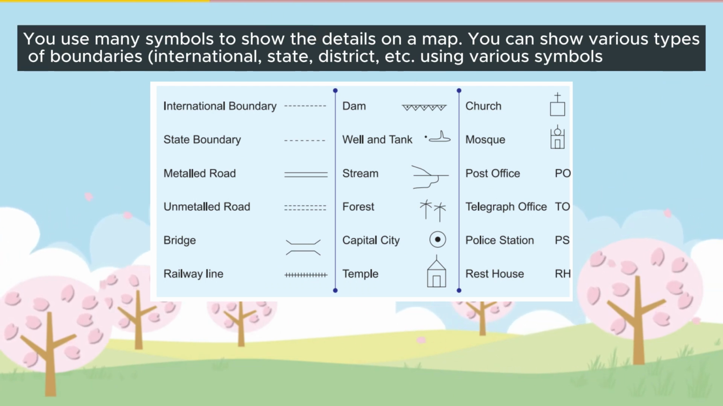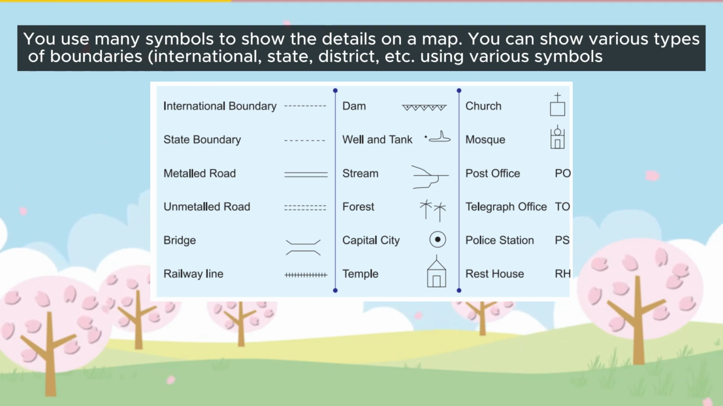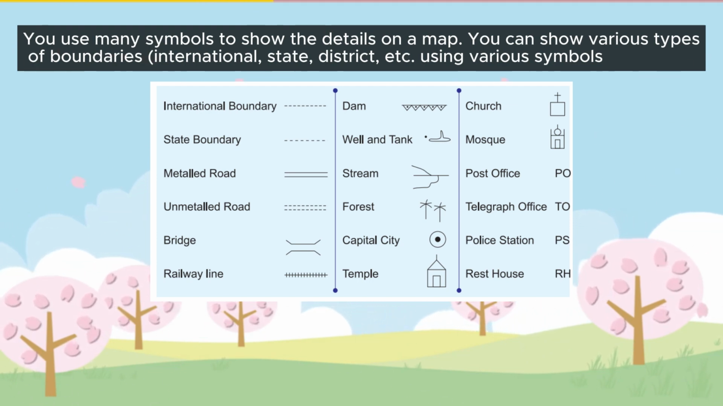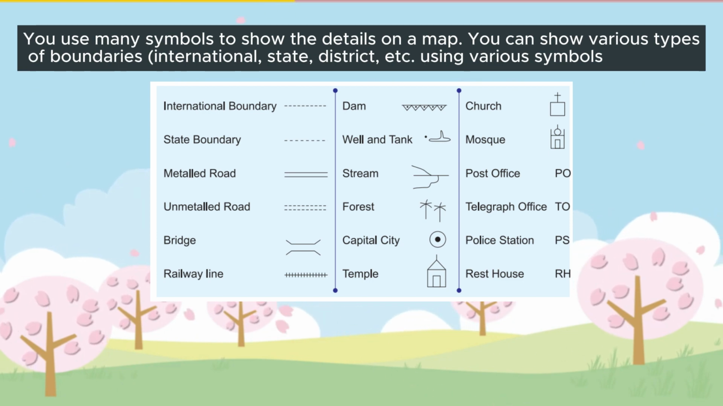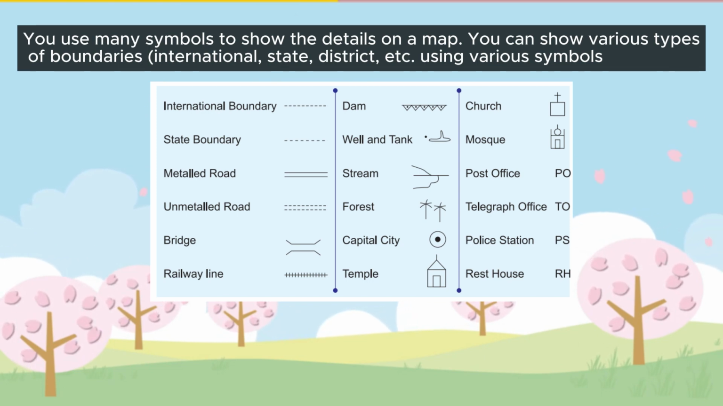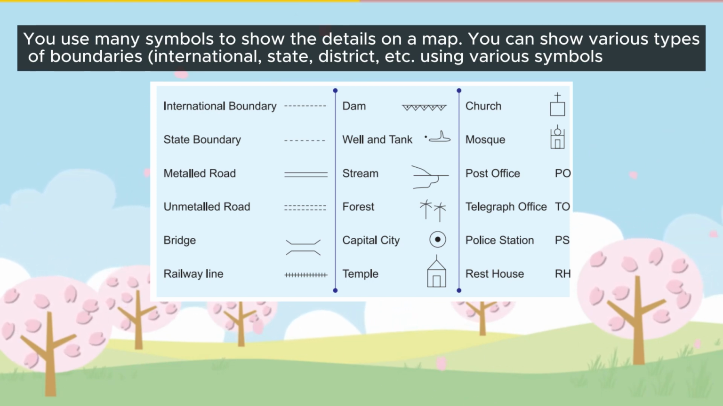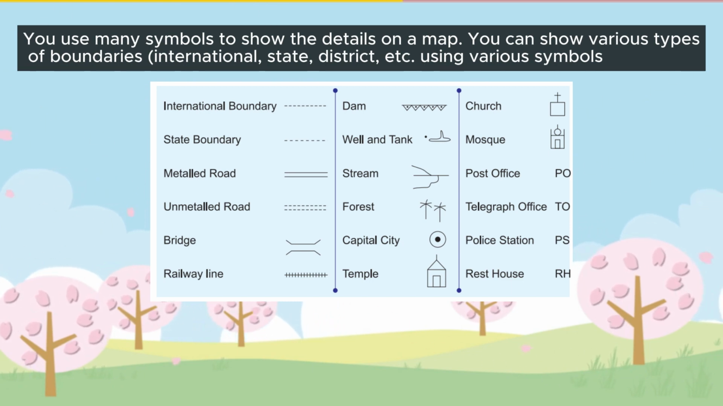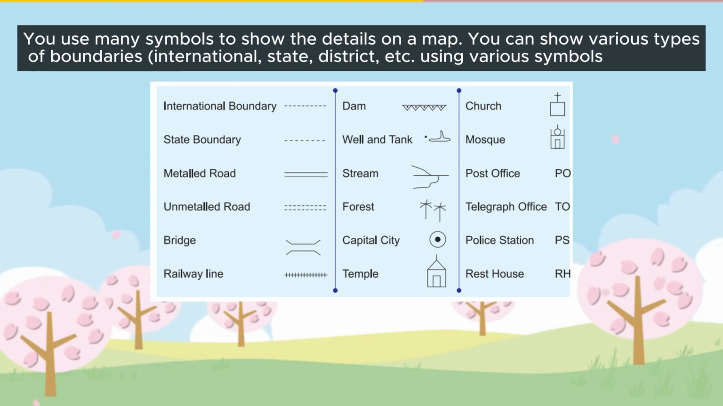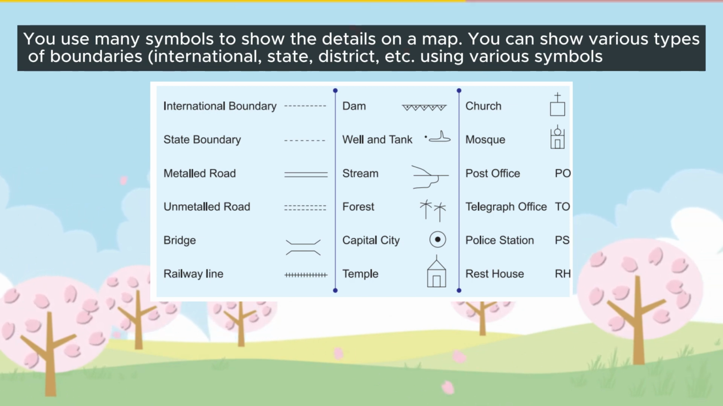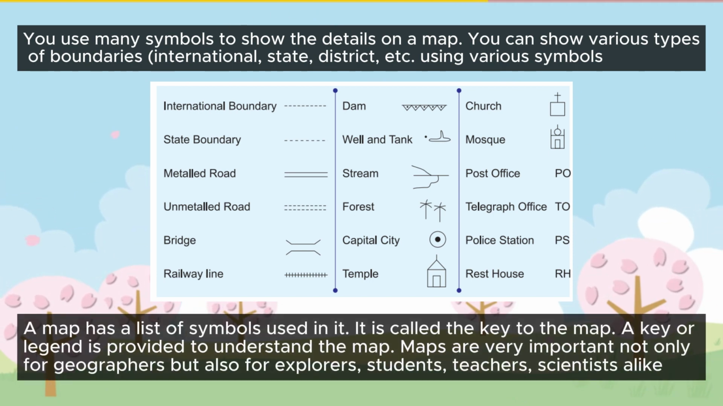State boundary. Metalled road. Unmetalled road. Bridge. Railway line. Dam. Well and tank. Stream. Forest. Capital city. Temple. Church. Mosque. Post office. Telegraph office. Police station. Rest house. A map has a list of symbols used in it.